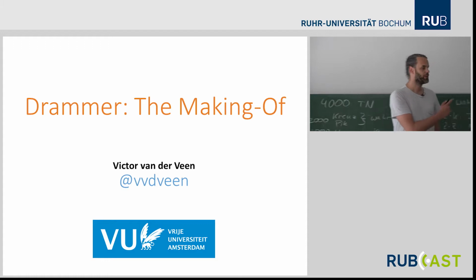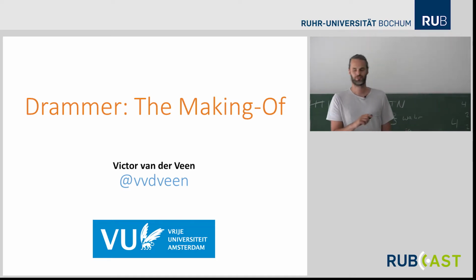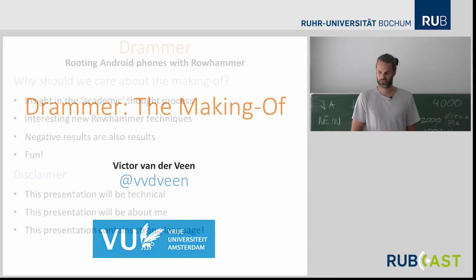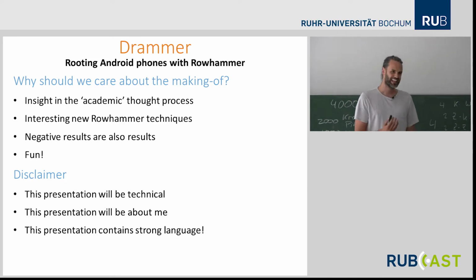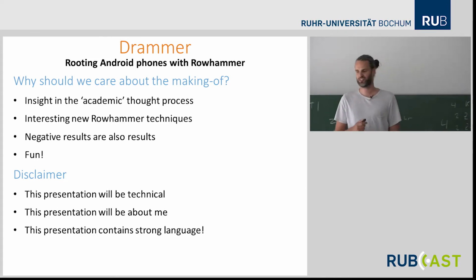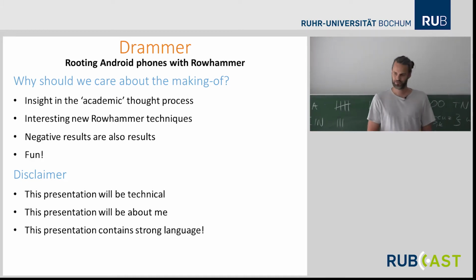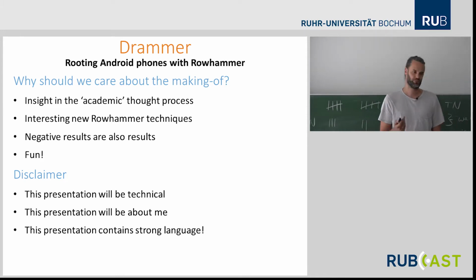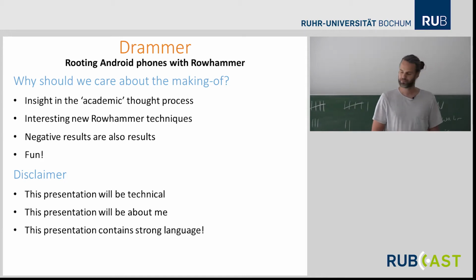And today I will talk about Drammer, which is the Rowhammer on mobile phones, but more particularly I will talk about the making of. So it will be a story a little bit about research, also how we did research on this topic. So Drammer is this new attack, published last year at CCS, that allows you to root your Android phones with Rowhammer. I will talk about Rowhammer in a minute, but basically we can flip bits in memory and we can use this to do nasty things to your phone.